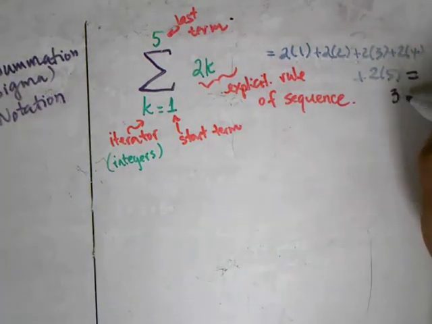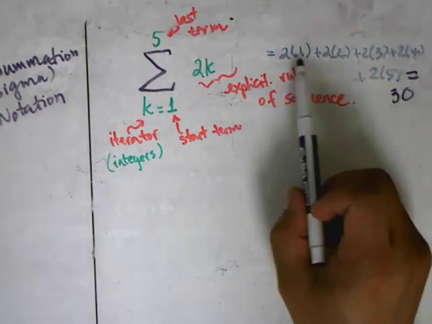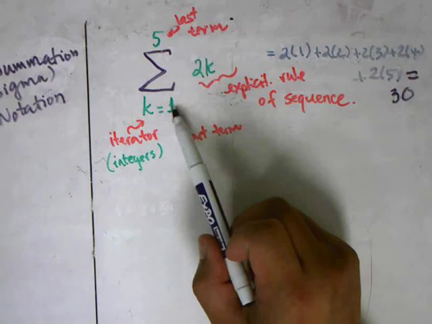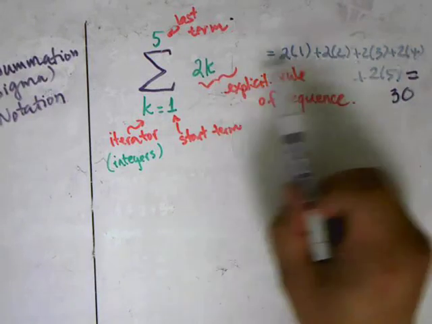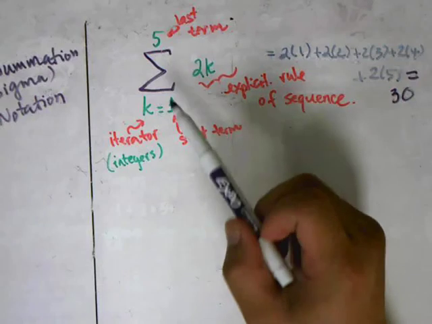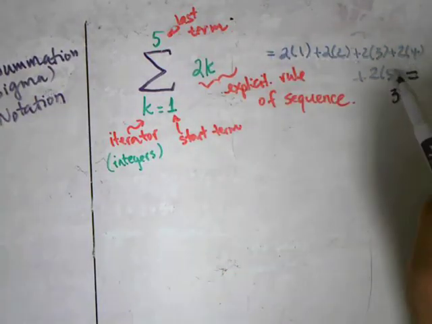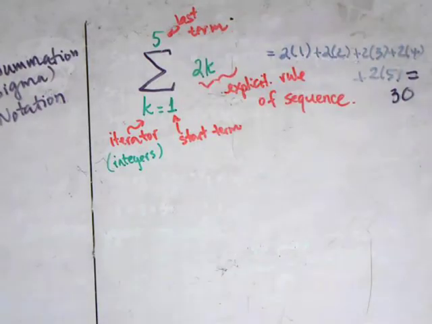So when you add all this up, you should get 30. But more importantly, it's paying attention to what this series is doing. It's just taking this iterator, substituting it in for the variable, and then just continuing to increase. Iterate means to move forward. And we know to stop at the 5th term here because of the number that's on top.